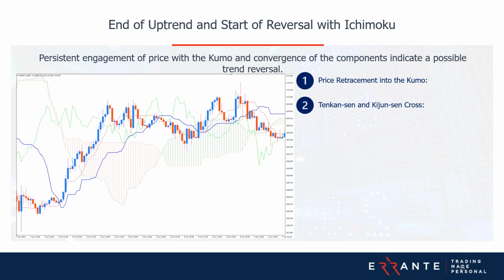So this crossover suggests that the short-term trend is losing strength relative to the longer-term trend, a typical precursor to a trend reversal. And then the Kijun-sen reflects a medium-term trend. When the price falls below the Kijun-sen, it indicates that the bearish momentum is increasing, and the Kijun-sen serves as a significant resistance barrier to any upward movement.